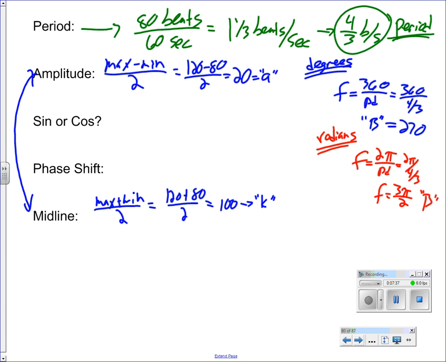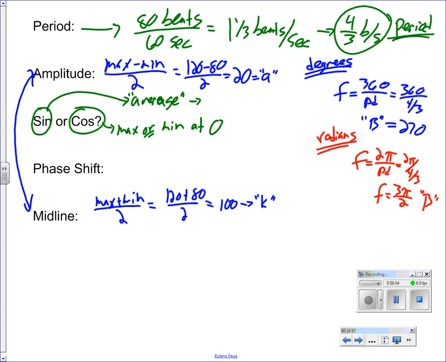So the next piece is, are we going to use a sine or a cosine function? The way we decide that is we look at where the function starts. Where is the function at 0? We use cosine if it's at an extreme at 0. So if it's at a maximum or a minimum at 0, we're going to use cosine. If it's at an average value at 0, we're going to use sine.